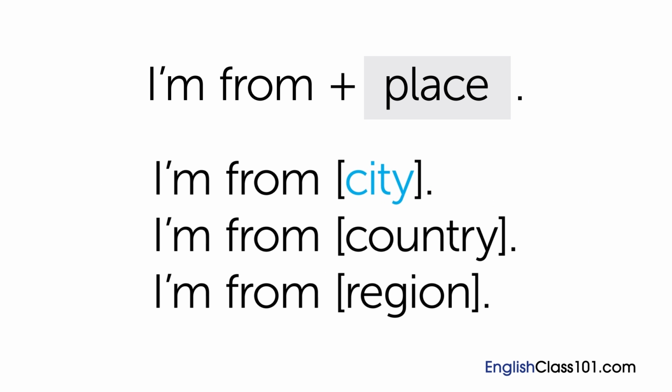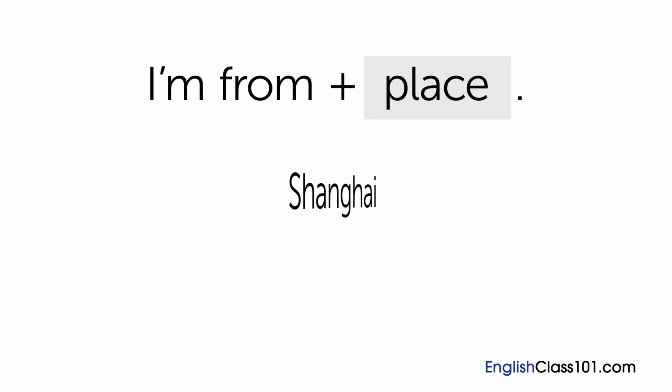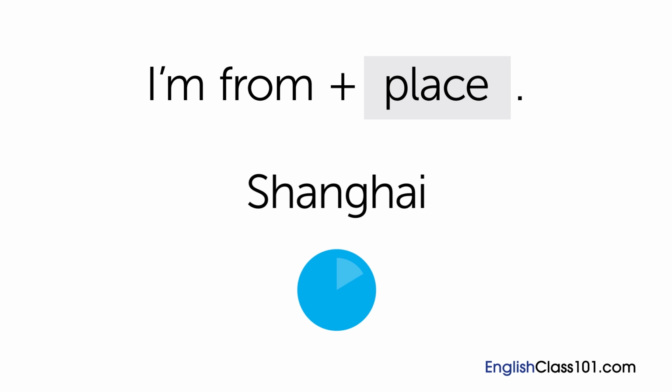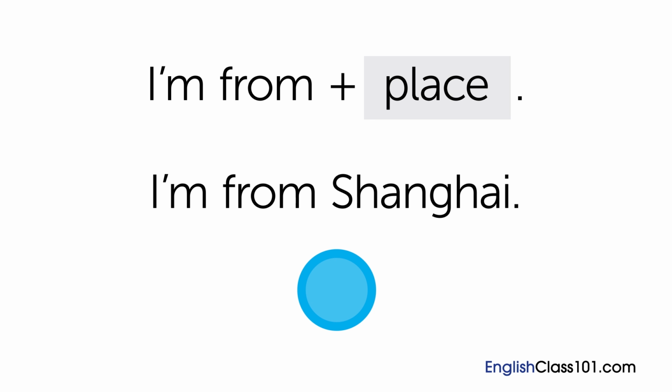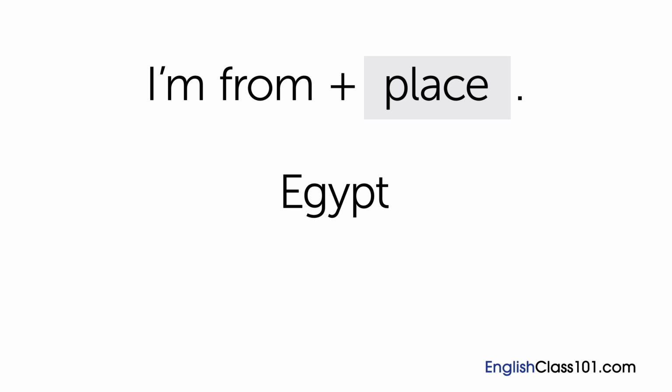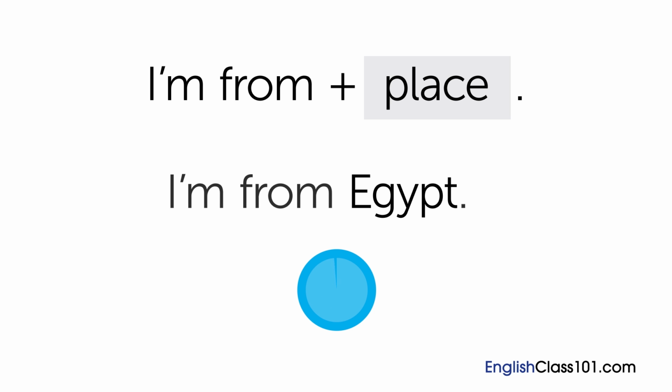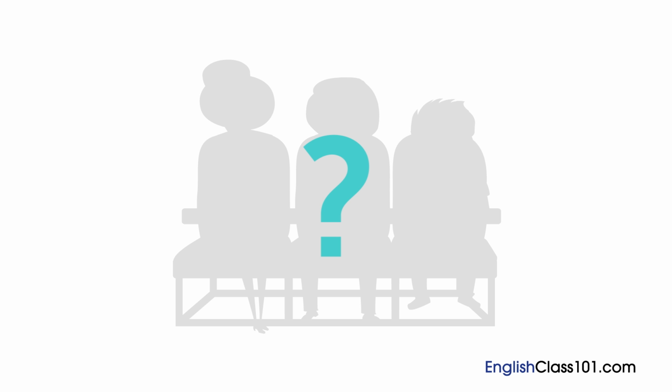You can use it with cities, countries, or even with regions. Imagine your hometown is Shanghai. What would you say? I'm from Shanghai. Now imagine you're from Egypt. What would you say? I'm from Egypt.